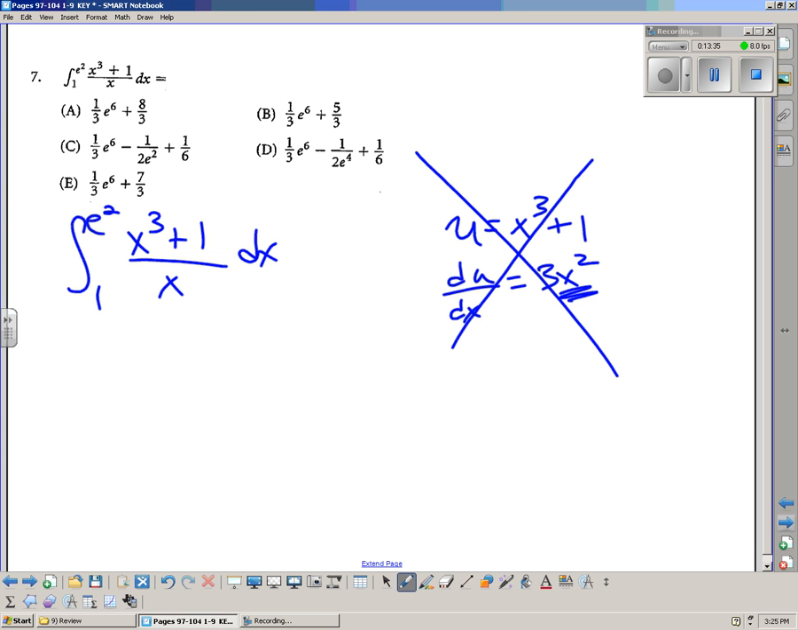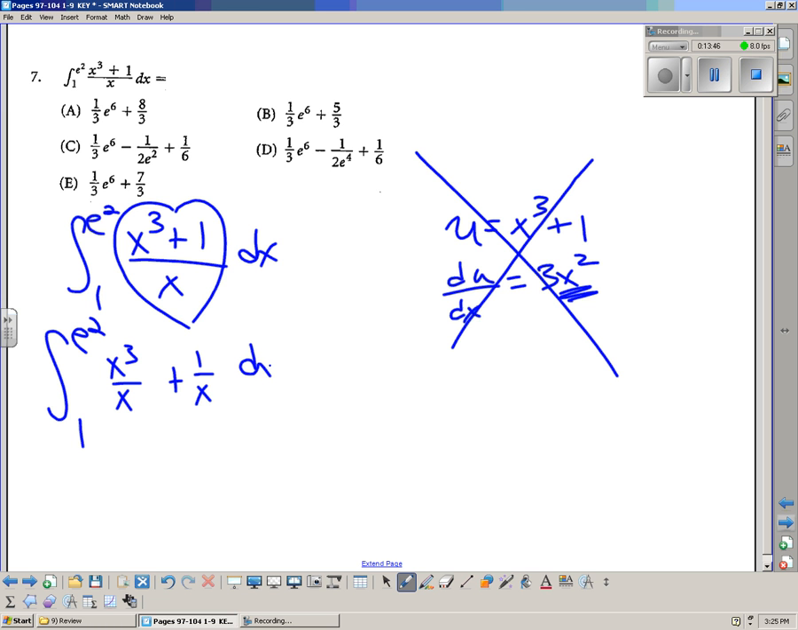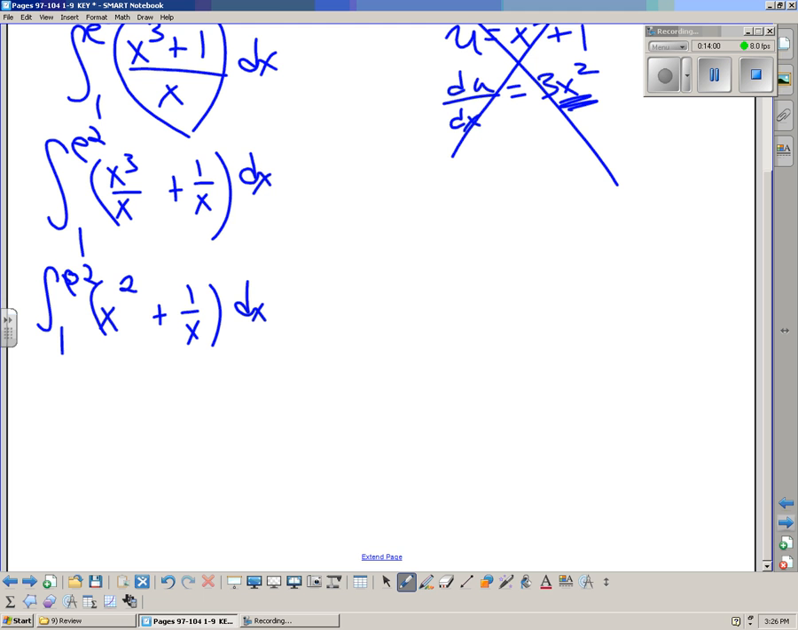But what would be is to split up the fraction by sharing the love and use the power rule. So we have the integral from 1 to e squared, x cubed divided by x, plus 1 over x dx. X cubed over x is x squared, plus 1 over x dx. And you might see there's e's involved. That could give you a hint that you're going to have a 1 over x because you're going to have an ln at some point. But anyway, that's probably not the best hint.